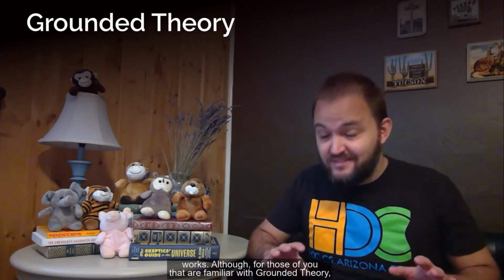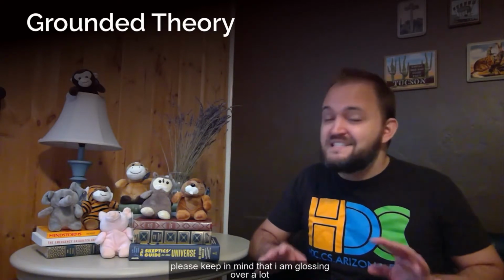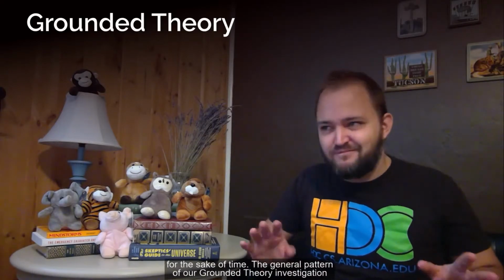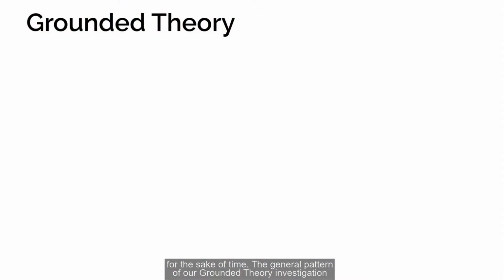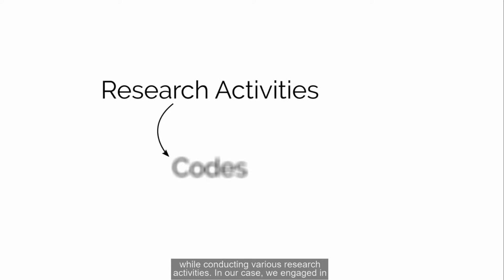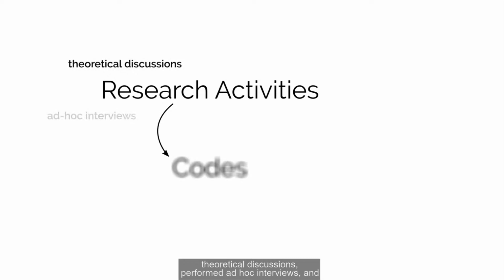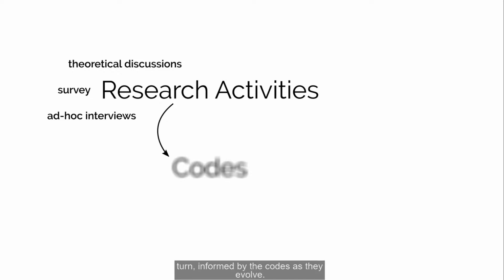Although, for those of you that are familiar with grounded theory, please keep in mind that I am glossing over a lot for the sake of time. The general pattern of our grounded theory investigation involves identifying codes, or specific observations of phenomena that arise while conducting various research activities. In our case, we engaged in theoretical discussions, performed ad hoc interviews, and conducted a survey. The choice of research activity is, in turn, informed by the codes as they evolve.